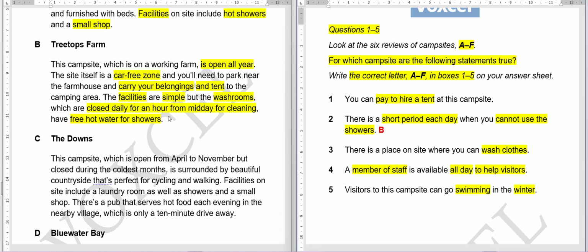B. So let me write here. Question 2. Where is it written? Yes, here. There are washrooms which are closed for cleaning, and then you can use hot showers there. I hope it is clear. So here it is written closed. So you cannot use the shower because they are closed, for a short period of the day, for an hour from midday.